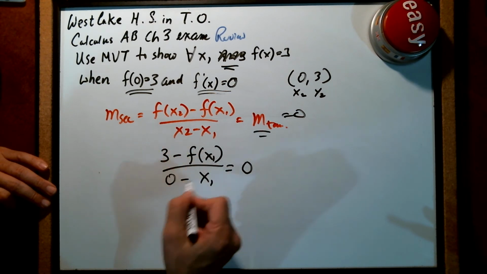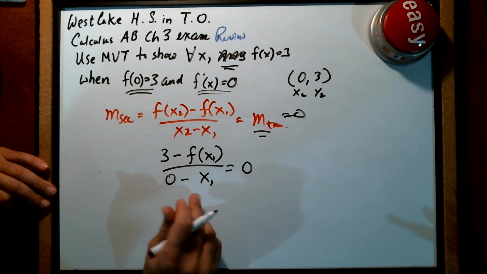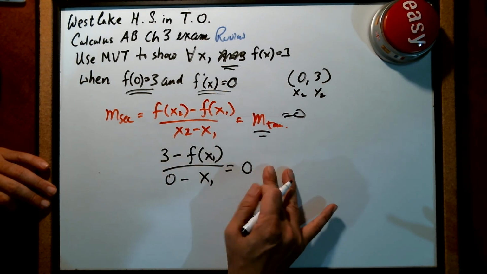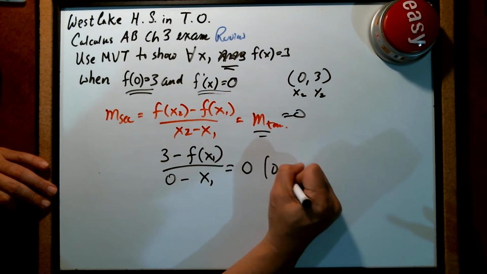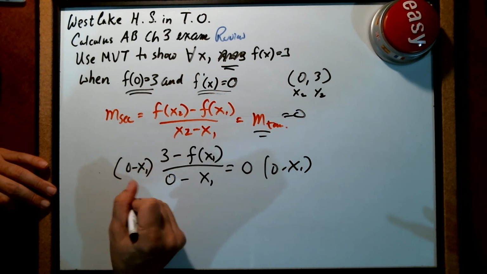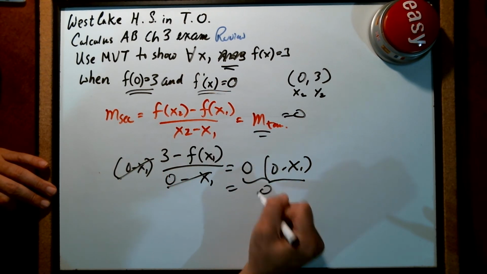So when is the fraction equal to 0? It's when the numerator equals 0, right? I can multiply by 0 minus x1 on the left side and the right side. We can multiply that. That cancels with that. That equals 0 on the right side.